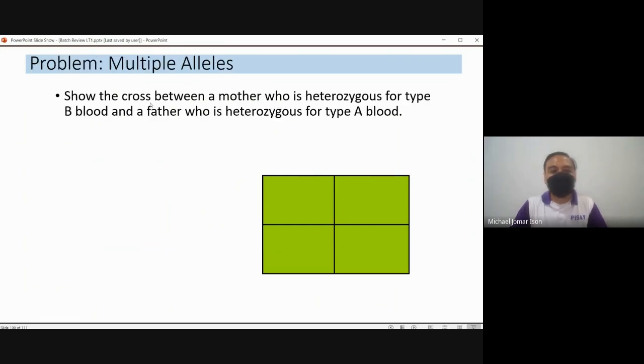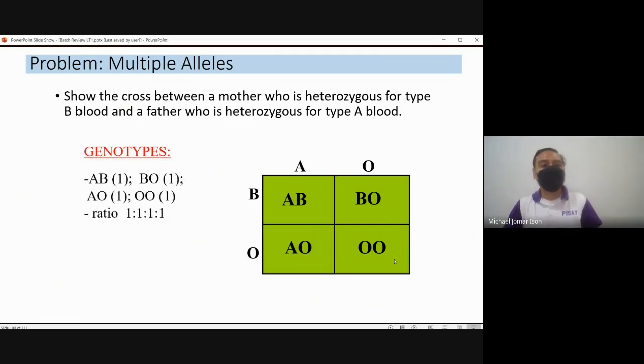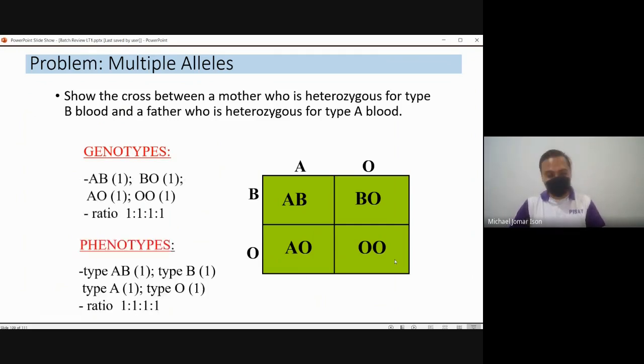And then here's a mother who is heterozygous for blood type B. So you have here B and O, and the father is heterozygous for type A blood. You have AO, so you combine this AB, combine this BO, combine this AO, and you have an OO. That will be the ratio. It's a 1 AB to 1 BO to 1 AO to 1 OO. It's a 1:1:1:1 ratio. Okay, and that ends our batch review.